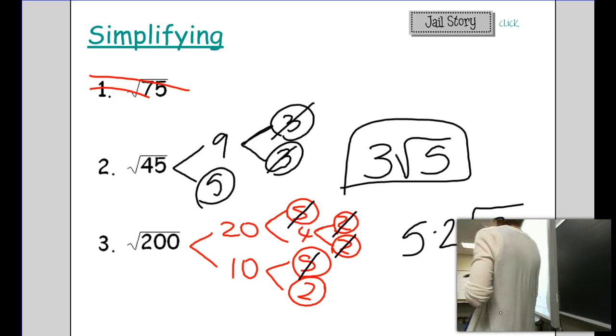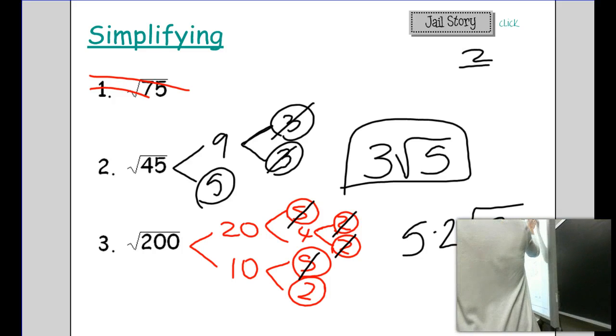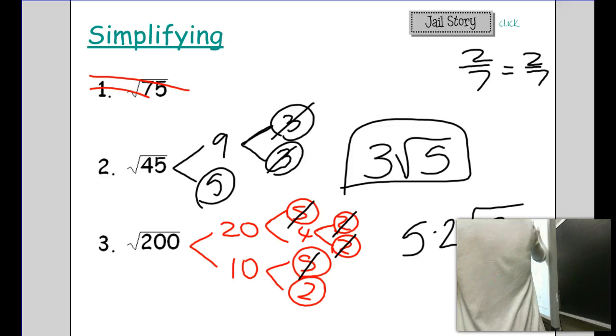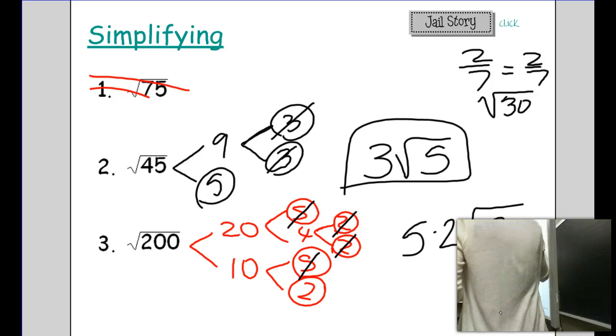Then it's already simplified. Like if you did this in the calculator, 2/7, and you tried to reduce it, guess what the calculator would tell you? 2/7. So if you try to reduce square root of 30, guess what? The answer is square root of 30 because it can't be reduced, okay?